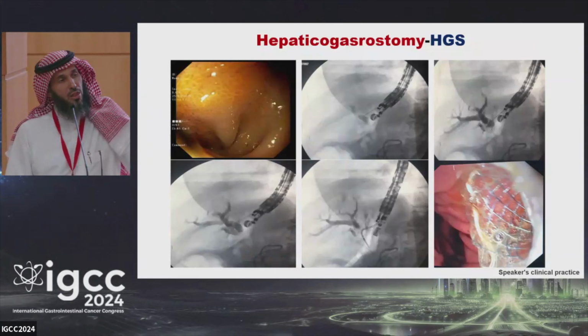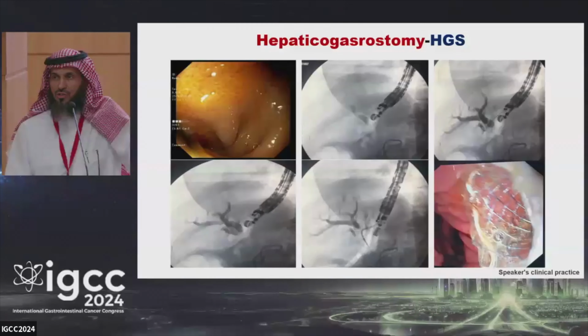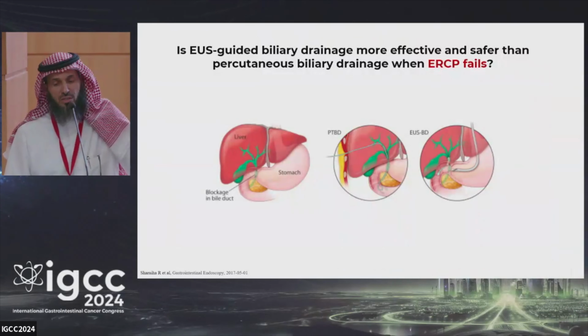And this is the third procedure, hepaticogastrostomy. If you failed and you can't approach the duodenum, if you have a gastric outlet obstruction, then you have only one option: either the gallbladder, or maybe the hepatico approach to perform either retrograde or antegrade stenting or rendezvous for those patients. Then at the end, you see the evidence. Is it better?